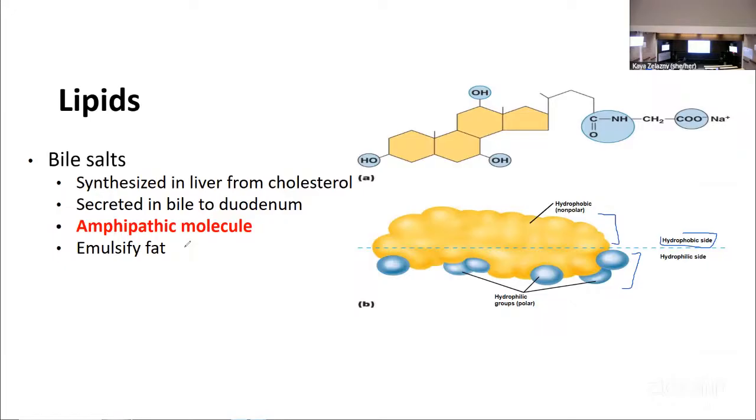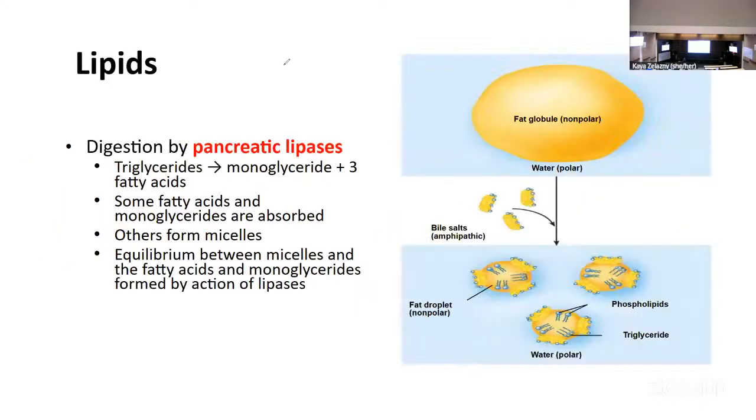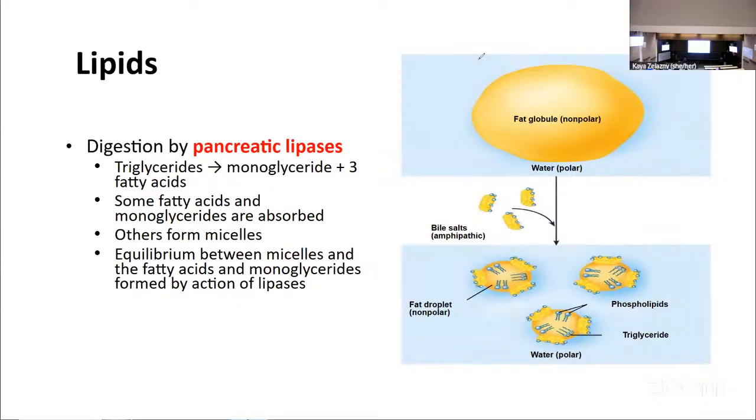So as we secrete these bile salts and put them into our small intestine, these bile salts are going to be able to emulsify our fat as they kind of mix in. Right? So at the bottom, we can kind of see what they're doing. So looking at the figure, we started with a big fat globule. It's totally nonpolar. Everything is running away from the water.